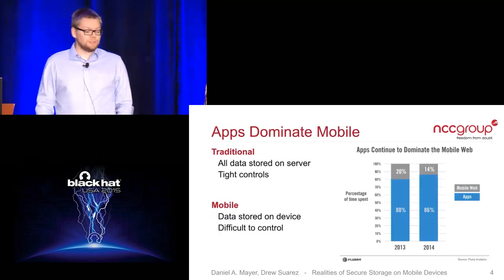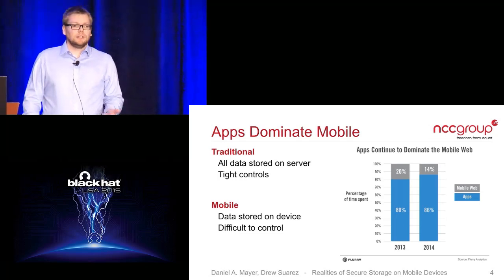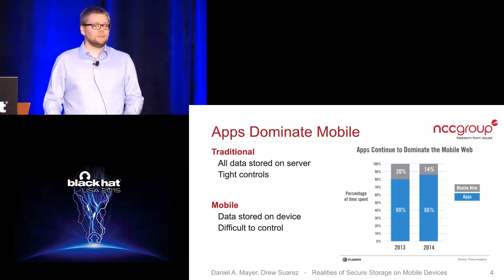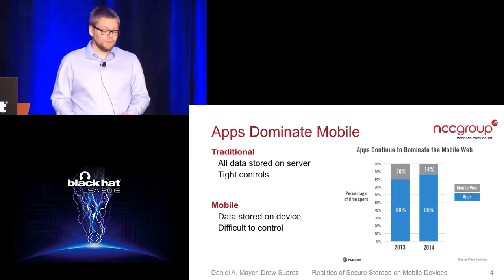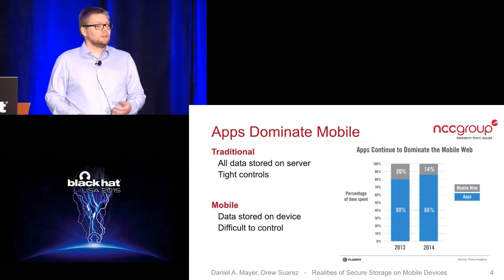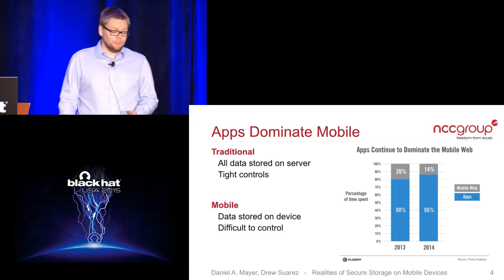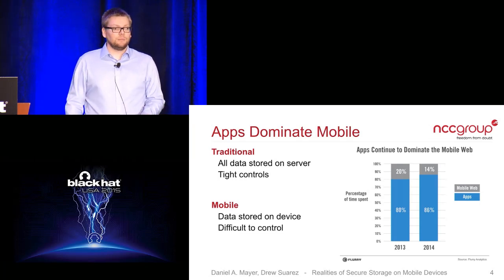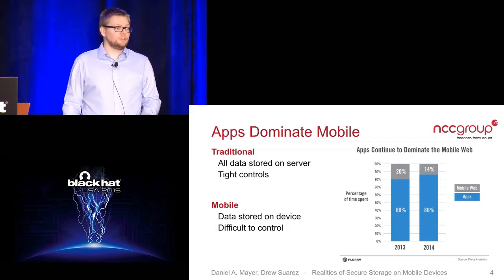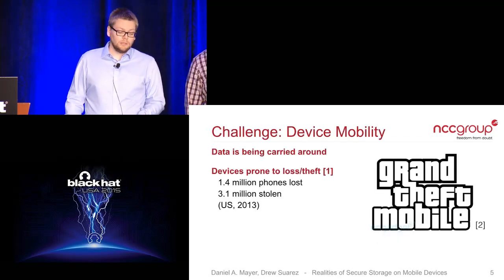So what makes mobile special? If you have a traditional client-server setting, all the data is stored on a server and you can enforce tight controls on it. You have users logging in and you have authentication and things like that. But on a mobile device, most users are not accessing data via Safari or any kind of embedded browser. What they actually do is use mostly apps on the device. And those apps store data locally on the device, and it's much harder to secure that data. And why is that a problem?